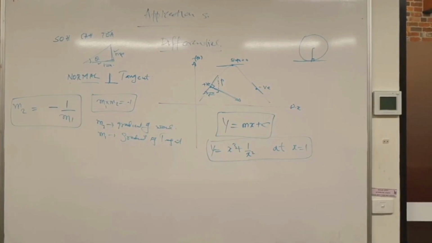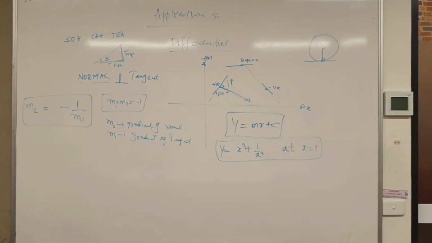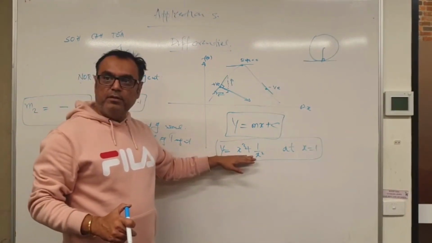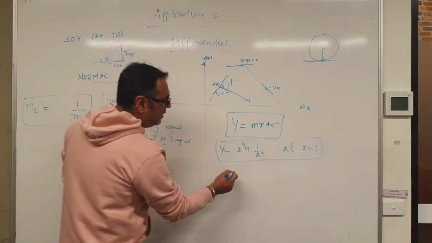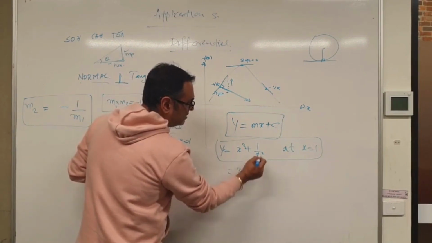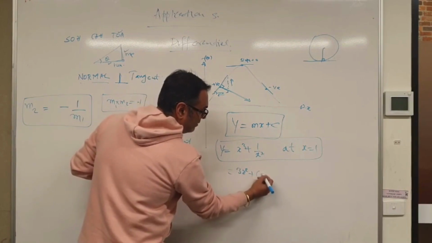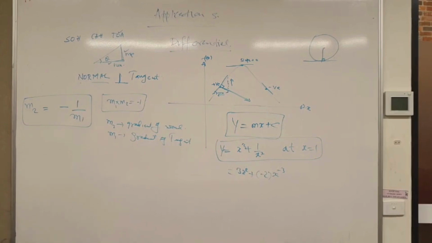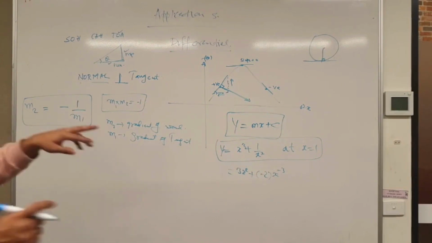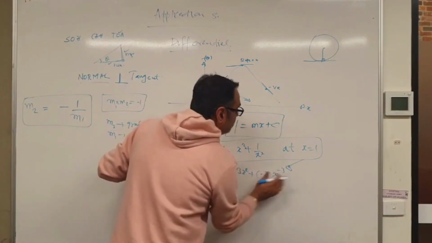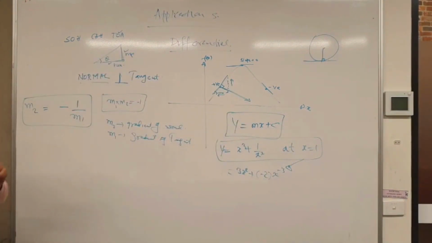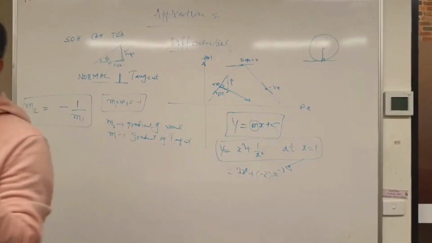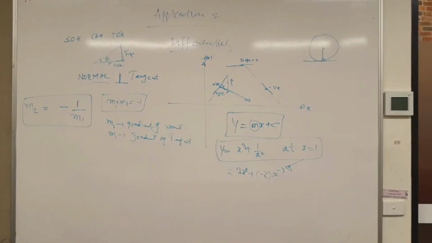Differentiate. Differentiate the function so that you get the slope, the expression of the slope. So the differential would be 3x squared plus, this is x to the power of minus 2, right? So you have minus 2 x to the power of minus 3. Correct? And then since you're finding it at x equals 1, plug x equals 1 in and find a value. That is the gradient of the tangent. The value of the gradient of the tangent. Right?